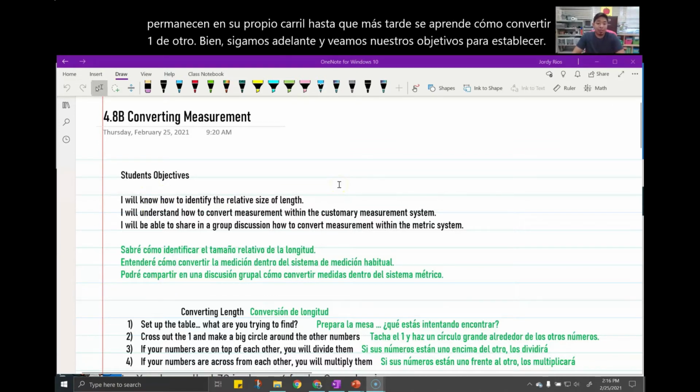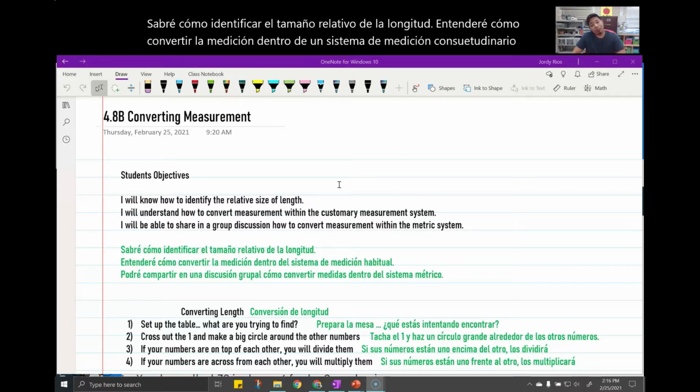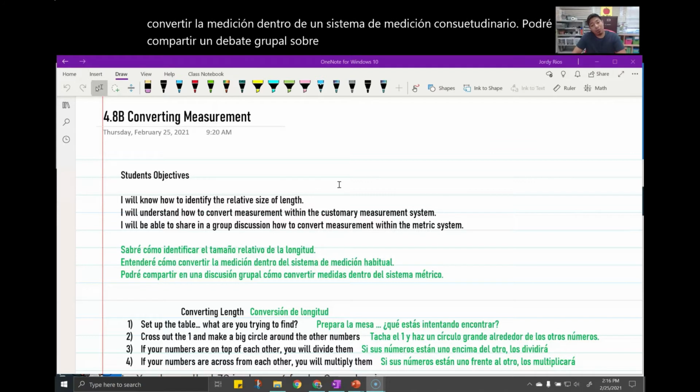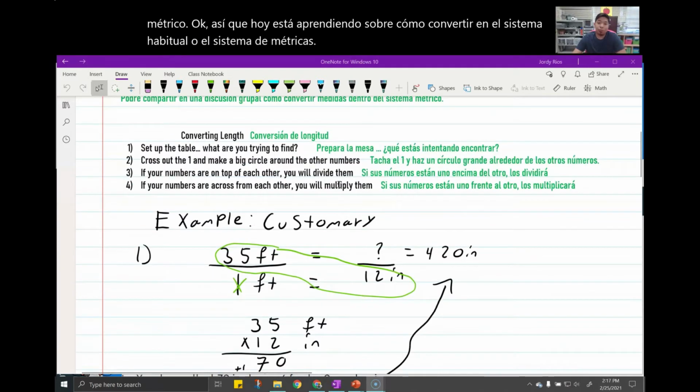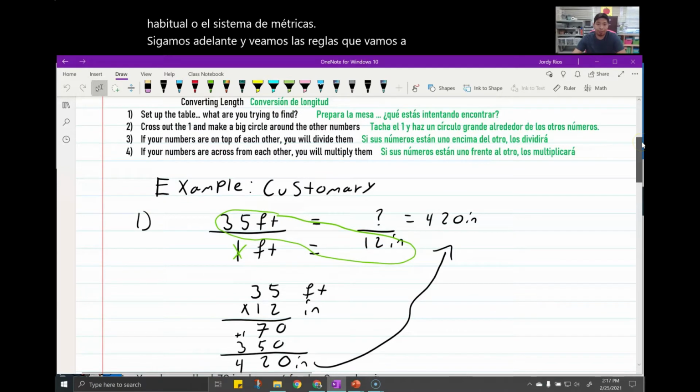I will know how to identify the relative size of length. I will understand how to convert the measurement within the customary measurement system. I will be able to share in a group discussion how to convert measurement within the metric system, okay? So today is learning about how to convert in the customary system or the metric system. Let's go ahead and look at the rules that we're going to be using when we're doing this, okay?